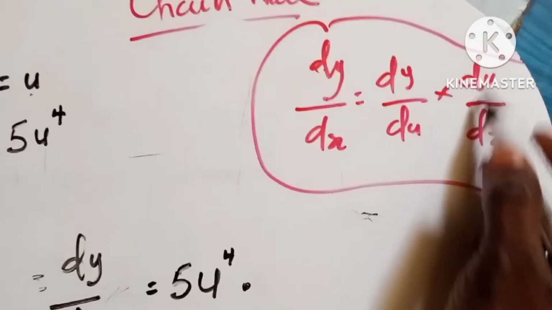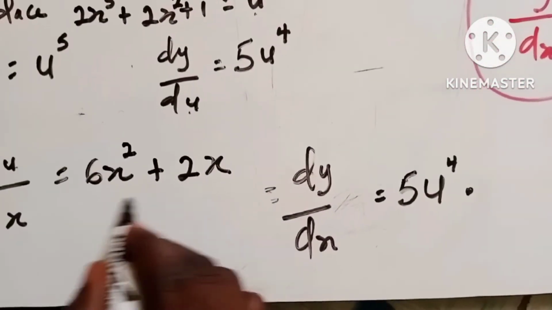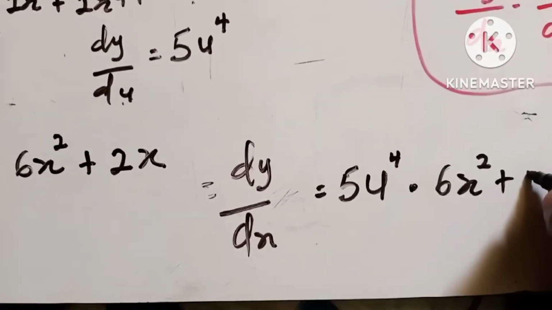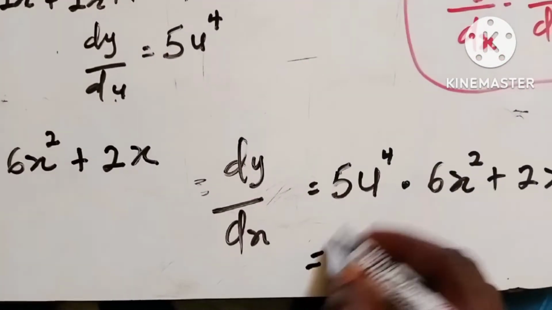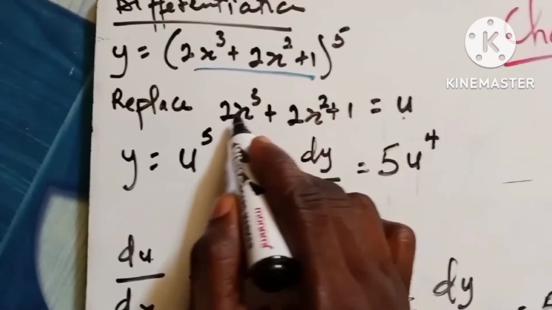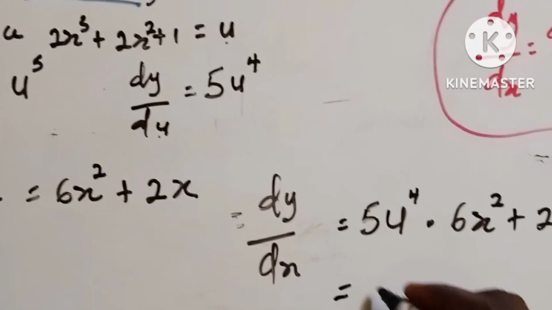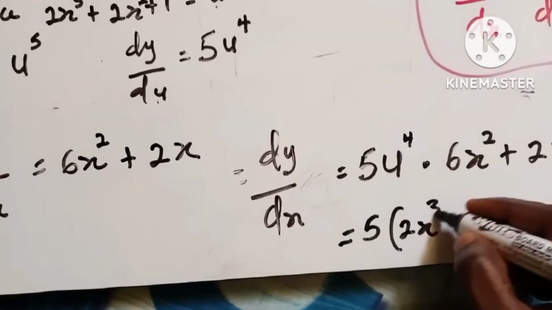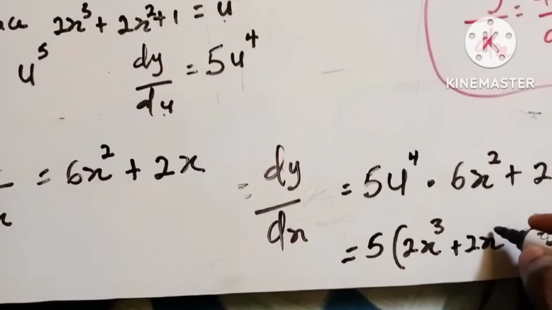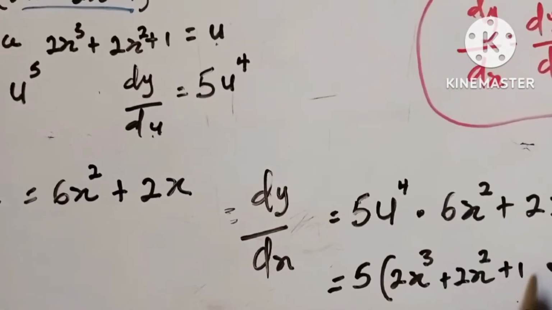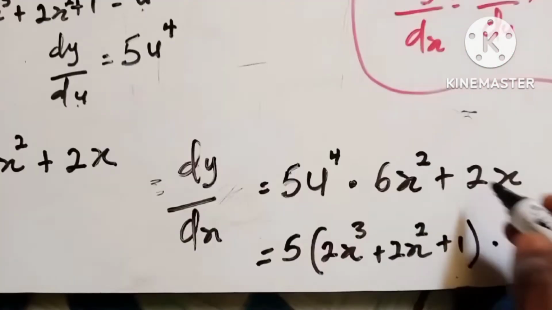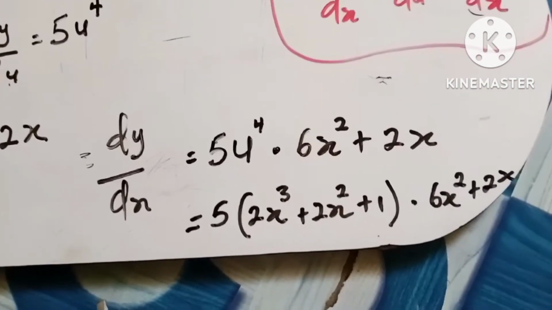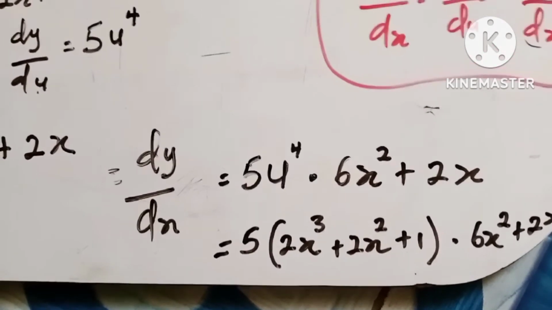Multiplied by this guy here, which is 6x squared plus 2x. Remember, u is coming from this part, so we just replace it. You have 5 into the bracket 2x^3 + 2x^2 + 1, all raised to the power 4, and everything multiplied by 6x squared plus 2x. So this is how simple you solve a chain rule.